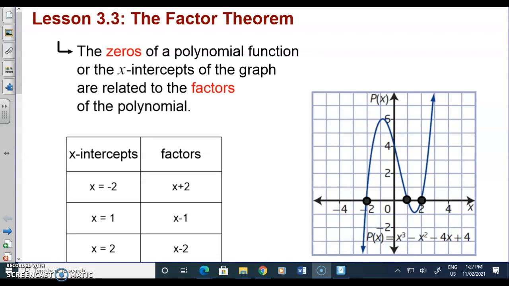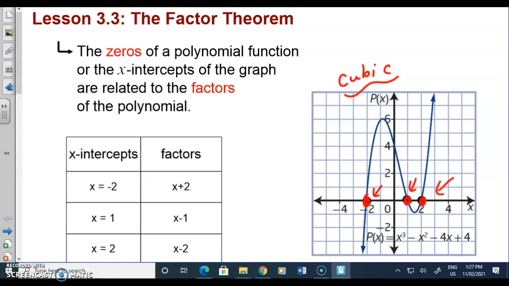This is section 3.3 called the factor theorem. We're going to look at some graphs, which we've looked at in the past, and this is a cubic. And we're going to look in particular this time at x-intercepts. And we notice that there are 3 here.